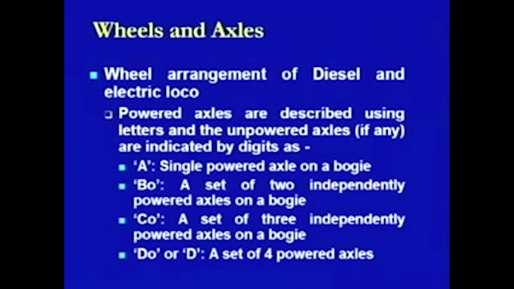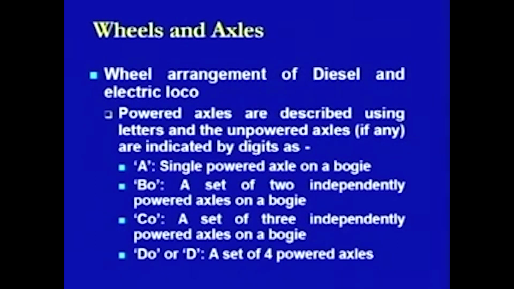Now coming to the diesel and the electric locomotives. In the case of diesel and electric locomotives, the wheel arrangements are more or less similar in nature. In these cases, the powered axles are described using letters and unpowered axles, if any, are indicated by digits. The various letters we use are shown here. We can use A, B, C and D depending on the type of condition for which the locomotive or the wheel arrangement has to be identified.